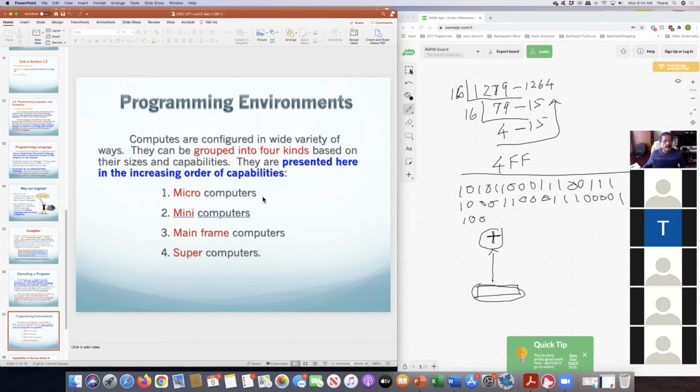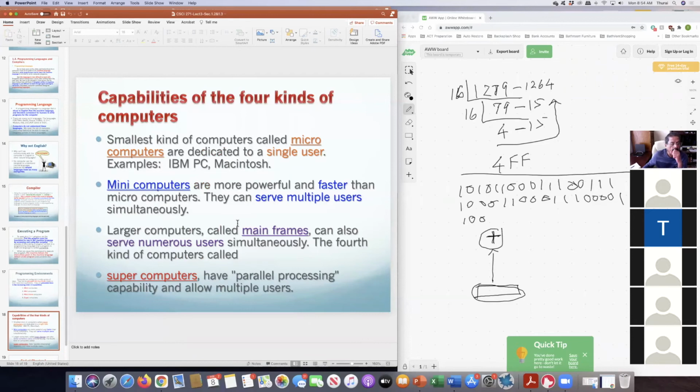The supercomputer is just larger. Not only larger, it has multiple processors. That's the main advantage with the supercomputers. Many processors are there, so it can do parallel processing, which means it can run many programs at the same time.